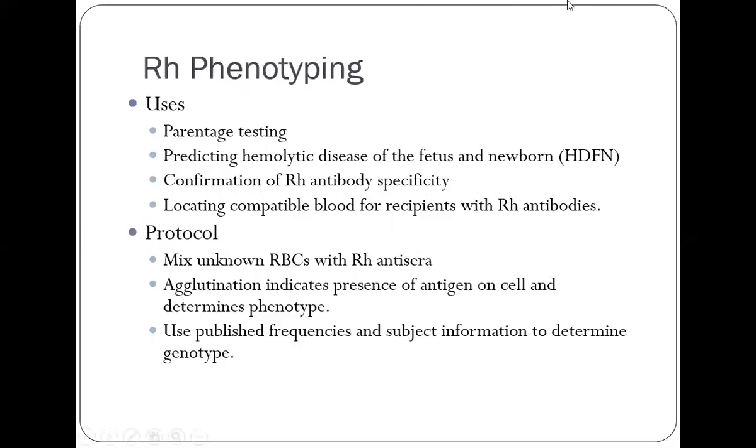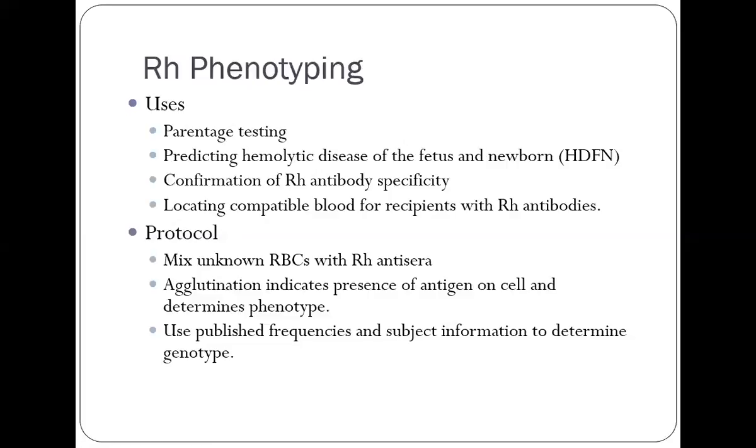We use what's called Rh phenotyping, with those 5 reagent antisera in these 4 different situations. We use it in parentage testing. We use it to predict hemolytic disease of the fetus and newborn. We use these reagents to confirm an Rh antibody specificity. And we can use these reagents to locate compatible blood for recipients who have these Rh antibodies, because if they have an Rh antibody, again, we want to make sure we're giving blood that's negative for that specific antigen, and we would use those reagents. And we'll get into that during in-person class in January.